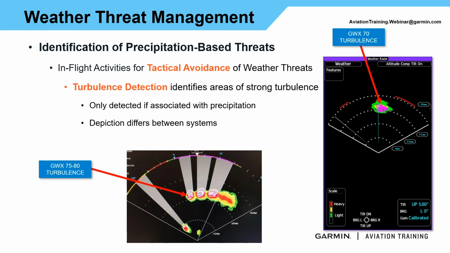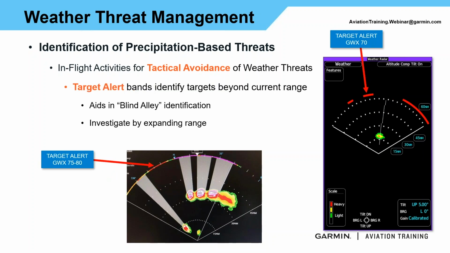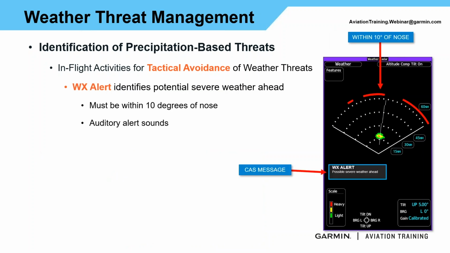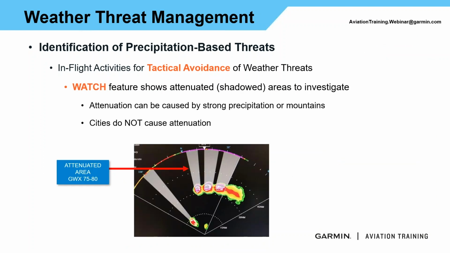Tactical weather avoidance, we have our turbulence detection, target alert bands, we have our CAS messages if there's a potential threat within 10 degrees. We have our weather attenuated color highlight, so showing the shaded areas being shadows. Don't want to fly back there. I don't want to fly anywhere near those strong cells in the center there.